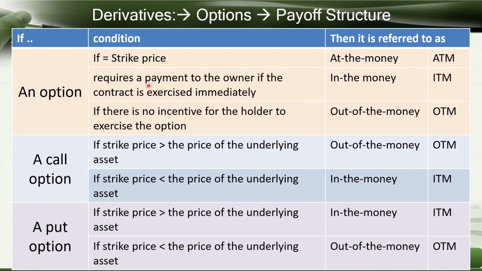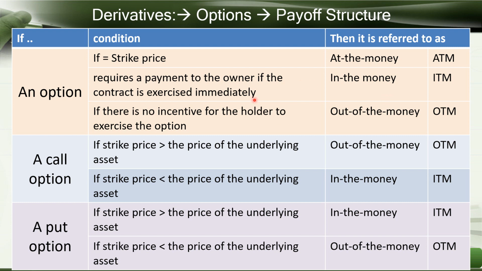If an option would require a payment to the owner if the contract is exercised immediately, it is in the money, ITM. If there is no incentive for the holder to exercise the option, that means it's not profitable, it is out of the money, OTM. So these are the three things you should understand: at the money, in the money, or out of the money. This is a topic the dealers talk about also, and a management accountant should be aware of these things.